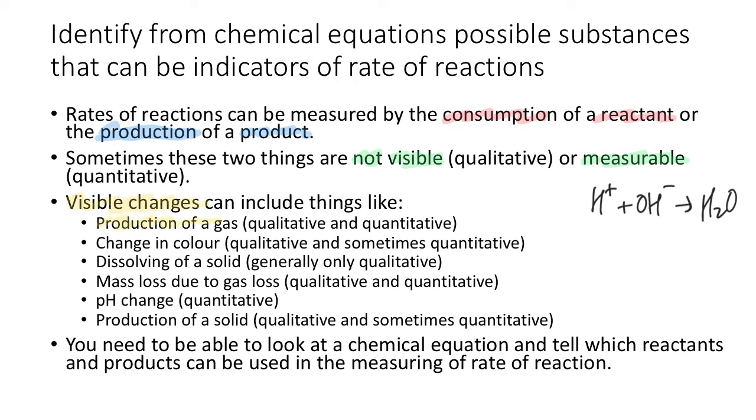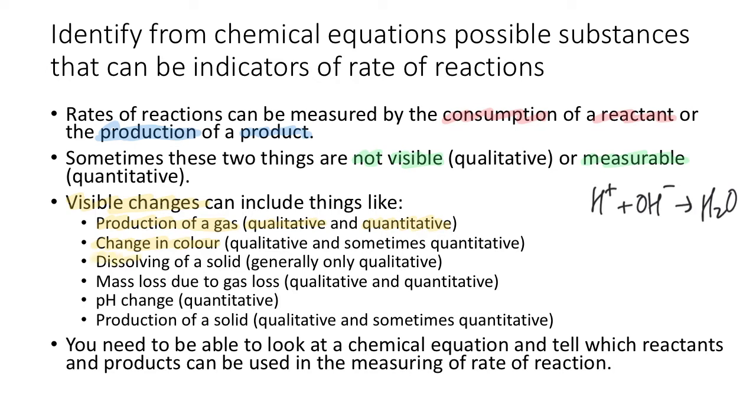We can talk about the production of a gas, where bubbles are forming. You've seen that in a couple of reactions. If you collect those bubbles, you can actually measure the amount of gas that's produced, which means it's quantitative as well as qualitative. You can talk about a change in color. Maybe you use an indicator of some sort, or your reactants are a certain color and they change color, and that is a way to measure the rate of reaction.